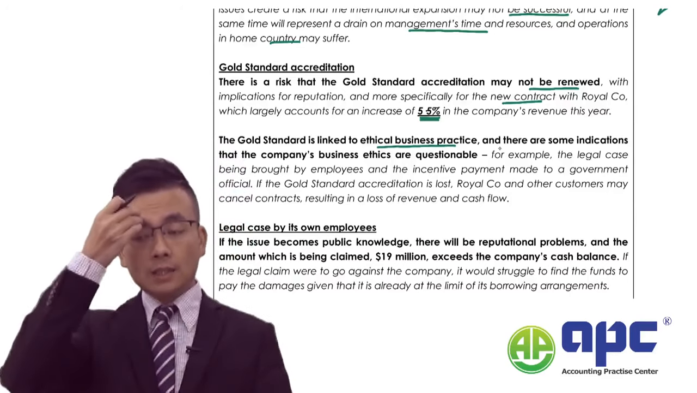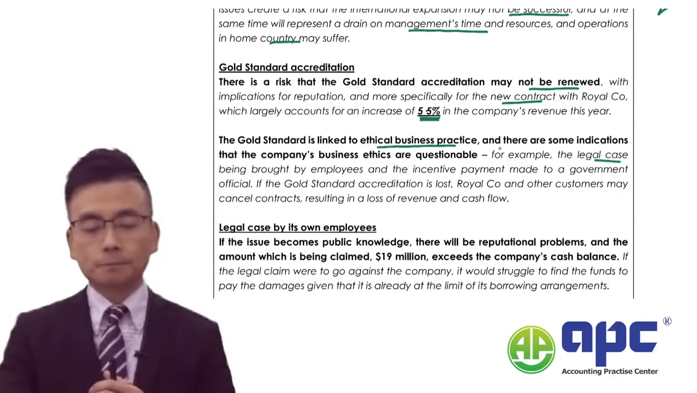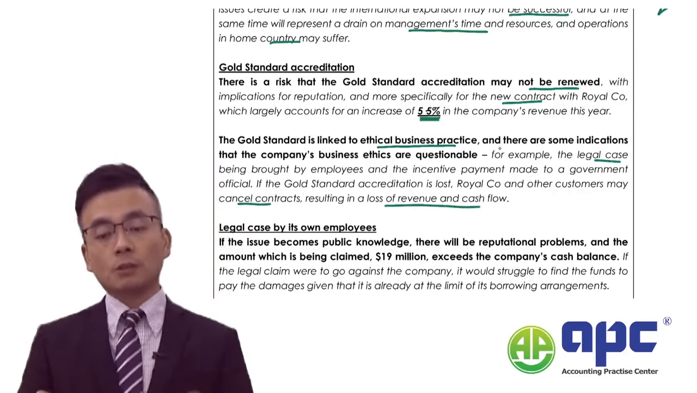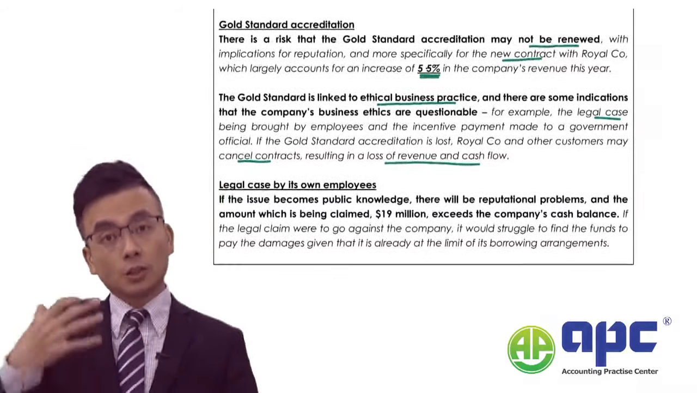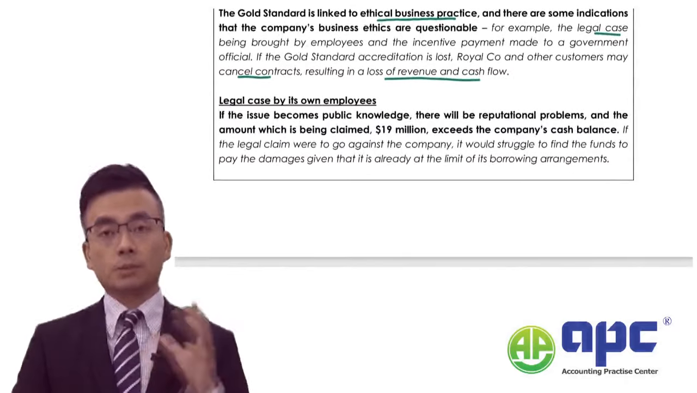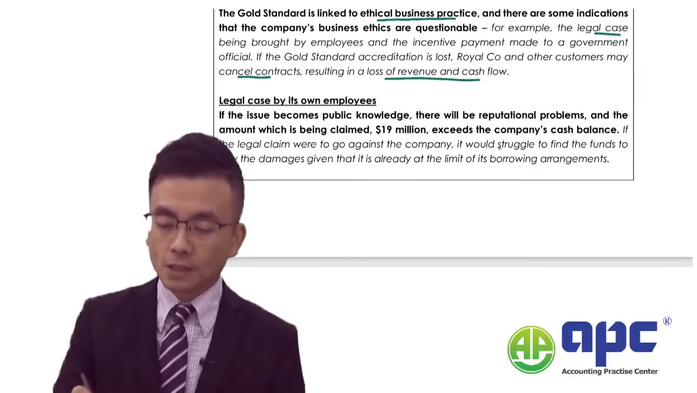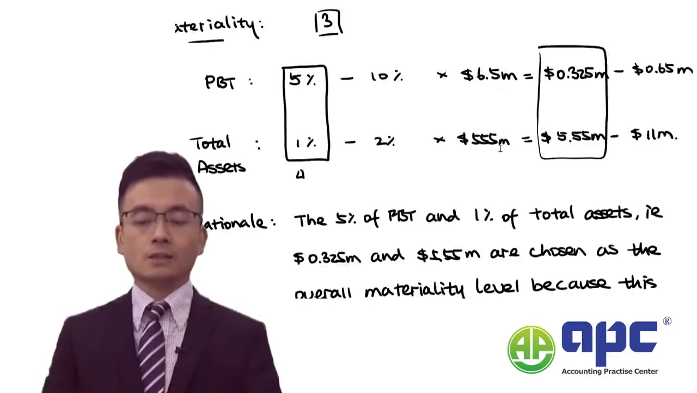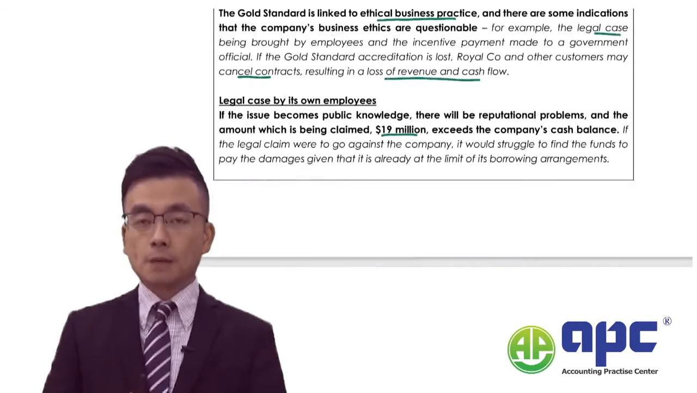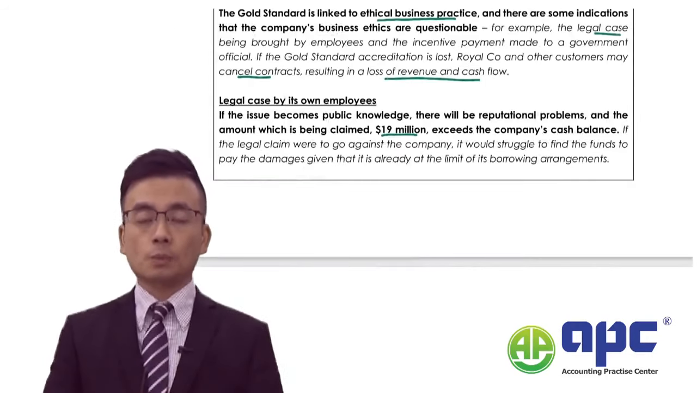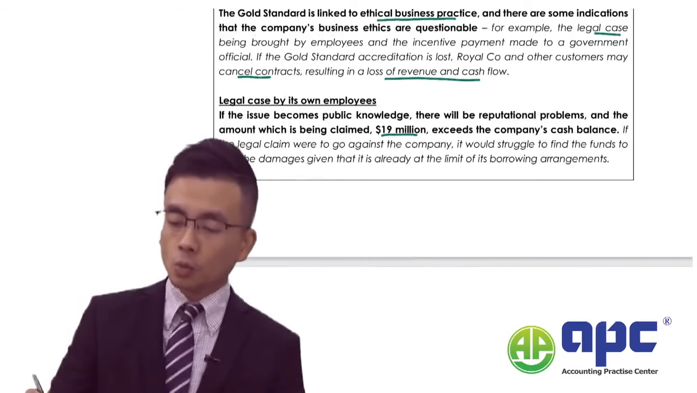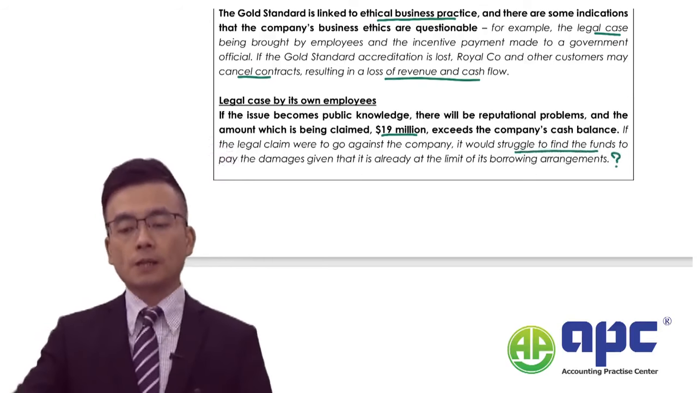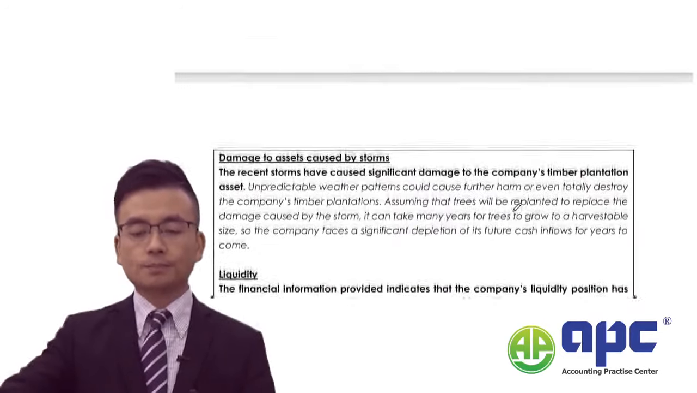But there will be hints from the case, that legal case brought by the employees. The customers may cancel contracts later on. There will be a reduction in a large amount of revenue and cash flows as a result. Also the legal case, okay, because the employees sued the company for $19 million. And of course, $19 million is quite material in nature. The cash will be reduced as a result. Whether or not you're able to obtain enough funding to pay for that expenditure, so you need to question that.